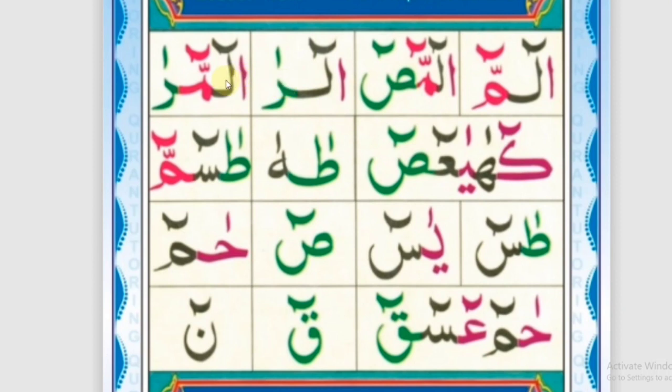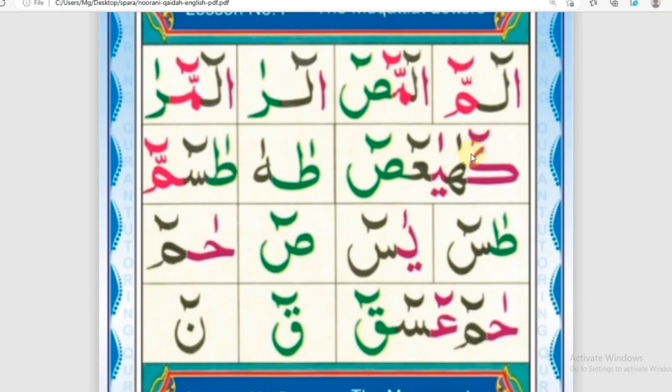Alif, lam, mim ra. Alif, lam, mim ra. Next. Kaf has MADD, Ha has standing fatha, Ya has standing fatha, Ain has MADD, Sad has MADD.